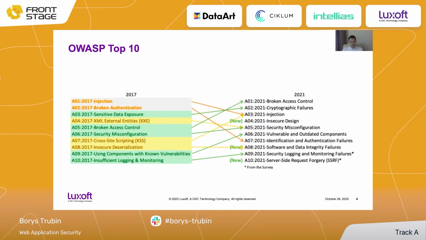In this figure, you can see the changes between 2017 and 2021. There are 3 new categories, 4 categories with naming and scoping changes, and some consolidation in the top 10 for 2021. We will consider only a few entries that are related to front-end, and we will also add a couple of points that are not included in the top 10, but are also related to the security of front-end applications.